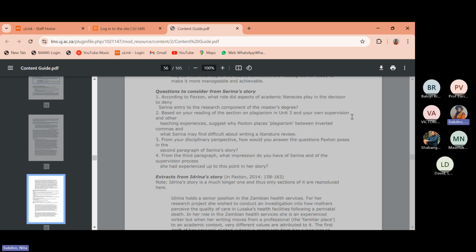Based on your reading of the section on plagiarism and your own supervision and other teaching experiences, suggest why Paxton places plagiarism between inverted commas and what Serena may find difficult about writing a literature review. So maybe she didn't have proper guidance, and this is where we say plagiarism was unintentional. She just continued to write, probably not knowing what plagiarism was. Again, how you are guided on writing.